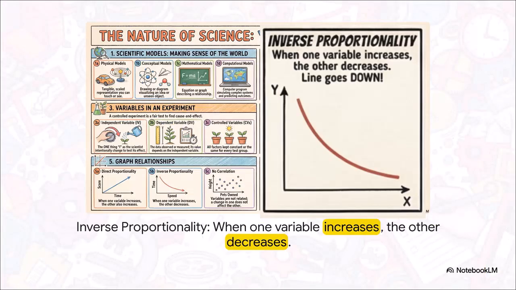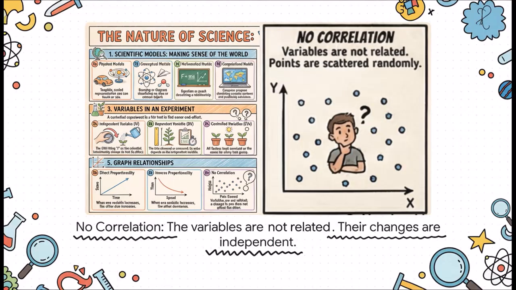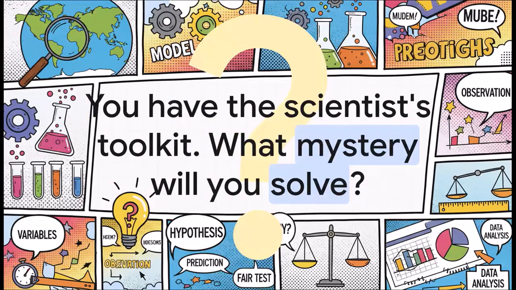Or you might find the total opposite. See this line that slopes down? That's inverse proportionality. When one variable goes up, the other one goes down. For instance, the more hours you spend playing video games, the less time you have for homework. They move in opposite directions. And then sometimes you just get this, a scatter plot where the dots are just all over the place. This means there is no correlation. The two things you measured have nothing to do with each other. It's like saying the number of pets you have has any effect on your shoe size. It doesn't.